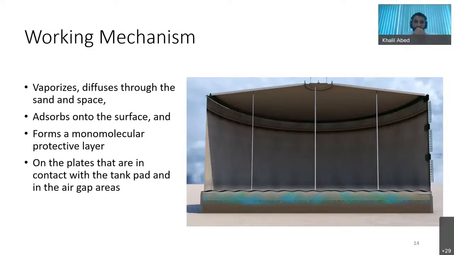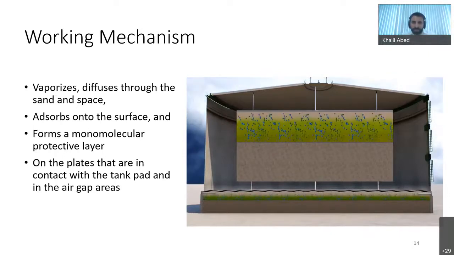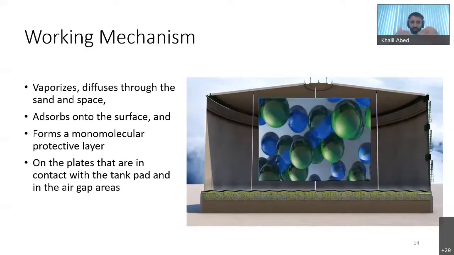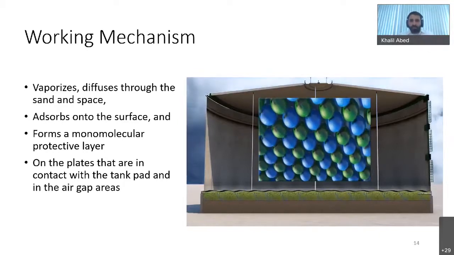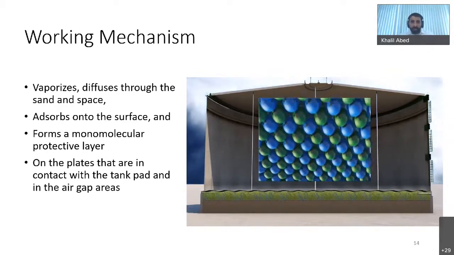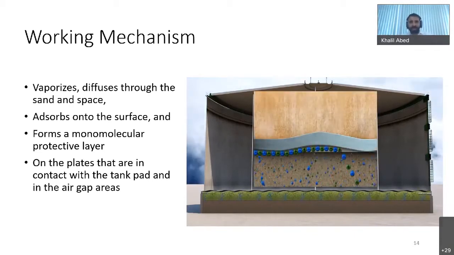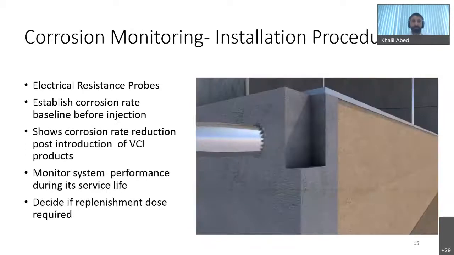Once the VpCI material is introduced under the tank bottom plates, it vaporizes, diffuses through the sand and spaces, reaches the underside of the tank bottom plates, absorbs onto the surface, and forms a monomolecular protective layer on the plates that are in contact with the tank pad and in the air gap areas where the CP current, for example, cannot reach. So it provides you with comprehensive protection. That's the working mechanism of the vapor phase corrosion inhibitors.